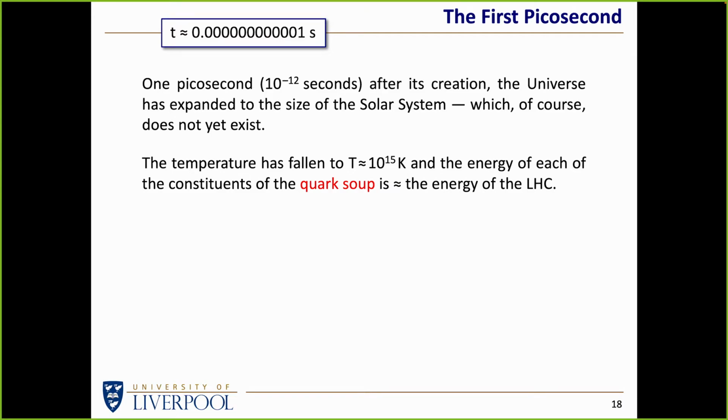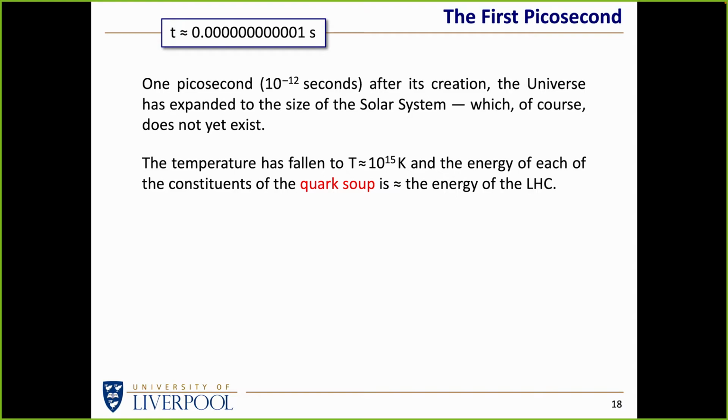The temperature is continuing to fall as the universe expands. The temperature is now about 10 to the 15 Kelvin, and the energy of each of the constituents in this soup of particles that were generated by effectively borrowing energy from nothing and using that energy to make particles, this is a soup of particles which I'm going to call the quark soup. It's effectively a soup of any particle that can be made from the energy that you've borrowed from nothing. This something from nothing idea. Doesn't really matter what the particles are.